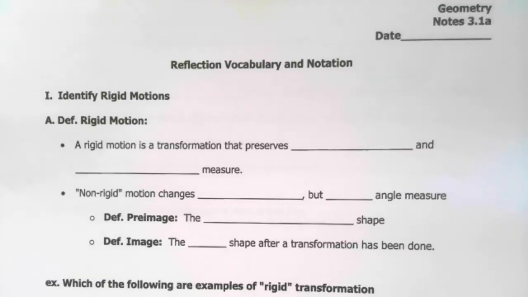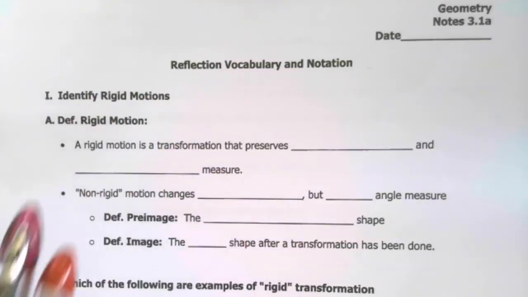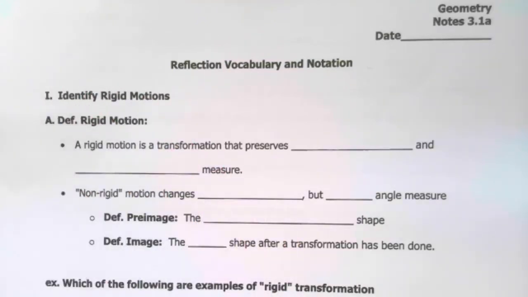Good afternoon. This is section 3.1, part A of our transformations chapter. And the topic today is reflection, vocabulary, and notation. For the notes today, you're going to want some colored ink so that you can distinguish your different figures and a ruler. So if you don't have those, pause the video, grab your supplies, and start it up again.